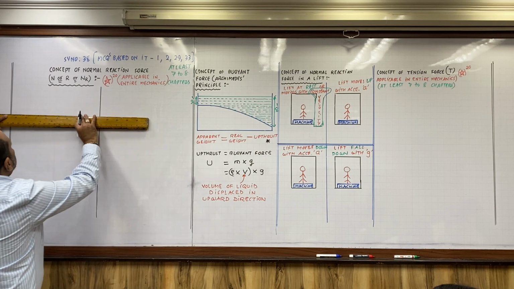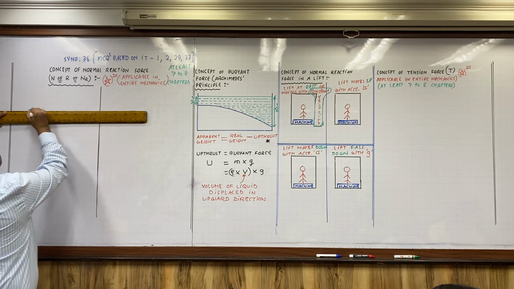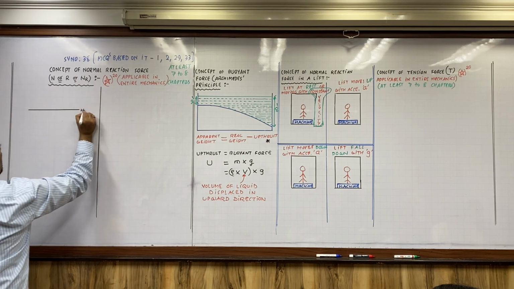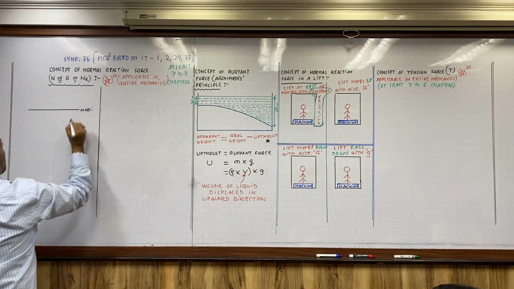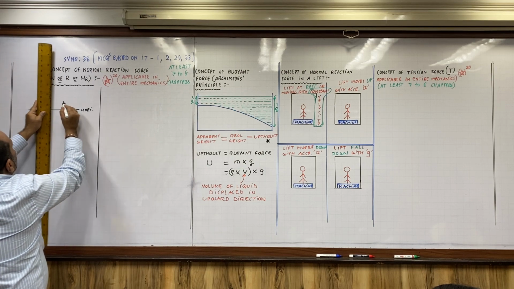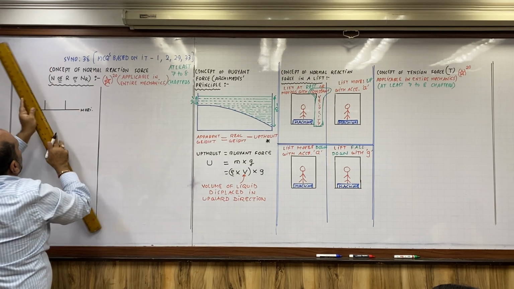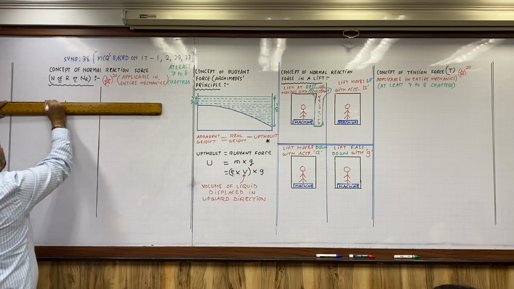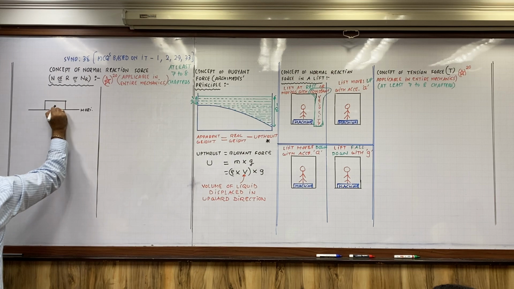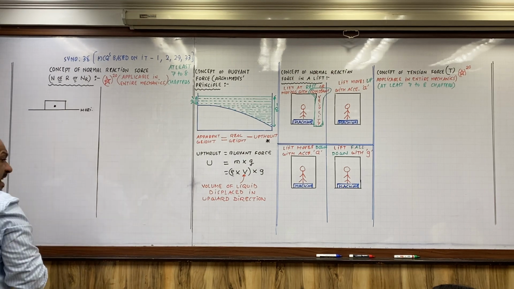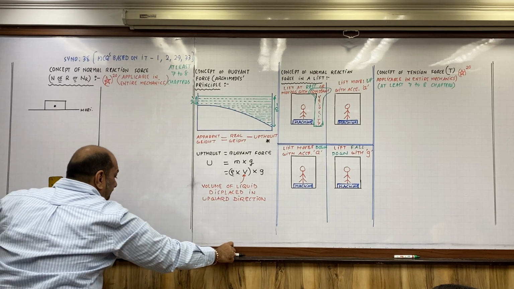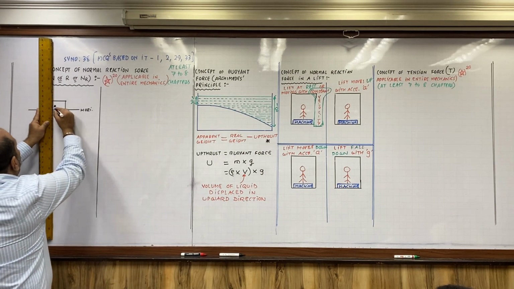Suppose this is a horizontal surface and there is a body lying on it. Suppose this is yourself. Maybe you are sitting on a bench or maybe I am standing on the ground. So suppose this is myself. Then do you agree with me? My weight is always acting vertically downwards. Do you agree with me? My weight is always acting vertically downwards.